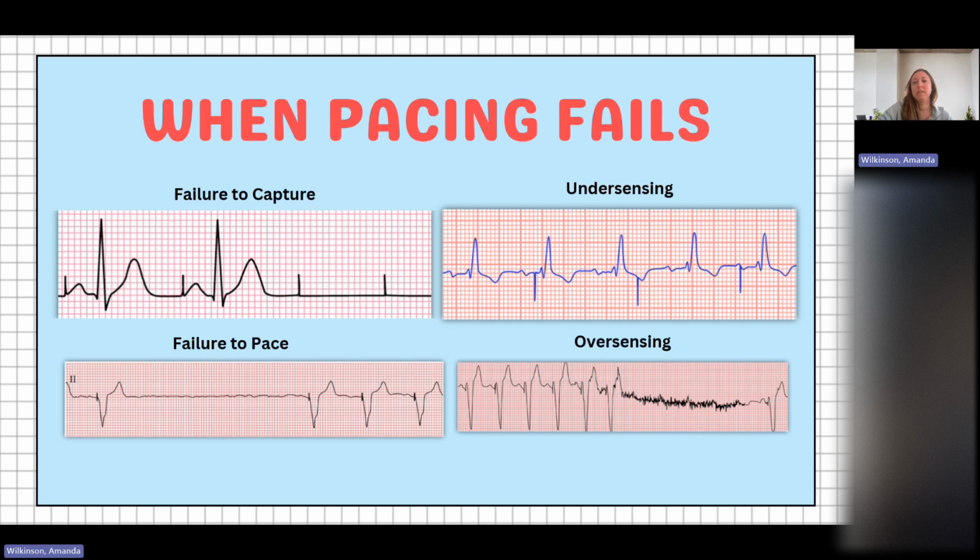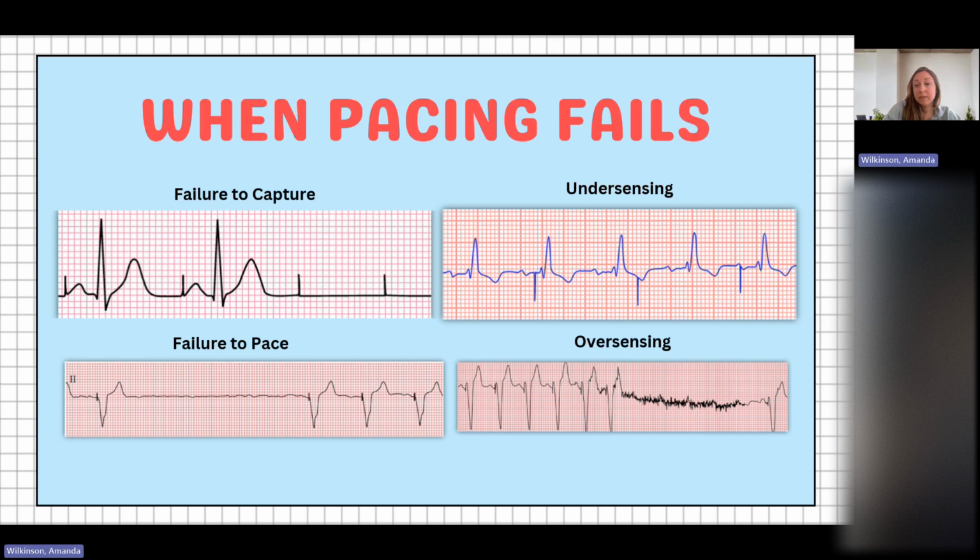Then there is undersensing. The pacemaker fails to detect the heart's intrinsic activity, so it fires inappropriately, possibly during repolarization. On the strip, you'll see the pacer spikes at the wrong times, even when a native beat is present. This can be dangerous. There's the risk of R-on-T phenomenon or loss of synchrony. So this needs a prompt evaluation for sure.